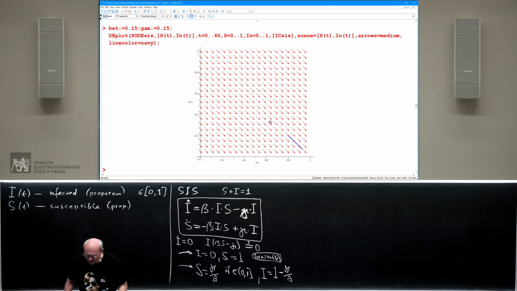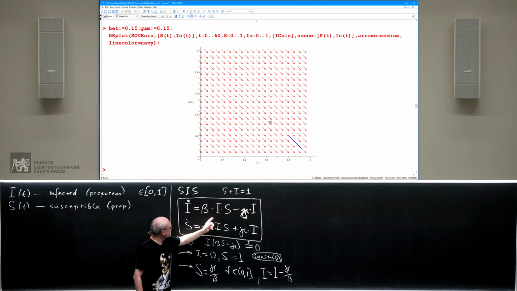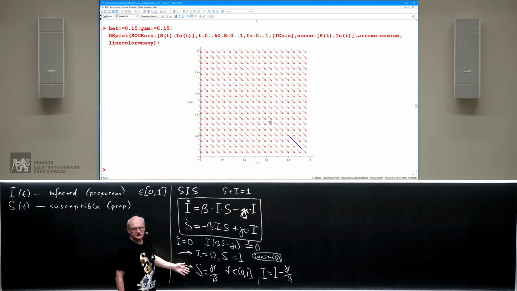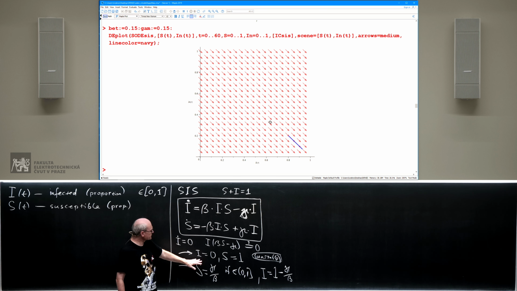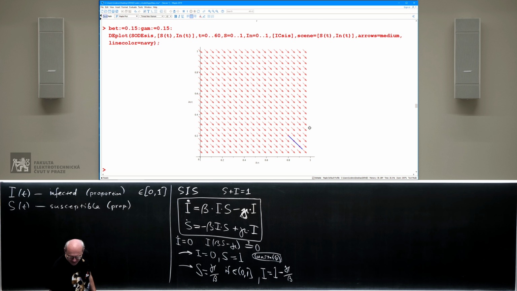That's what we want. Let's have a look at this. Notice that if beta is the same as gamma, then S is equal to 1. That's the other stationary solution, but it's actually the same as the first one. So there is just one stationary solution when everybody is healthy. No other stationary solution in the game. And it's reflected in this vector field. We can see it over here.